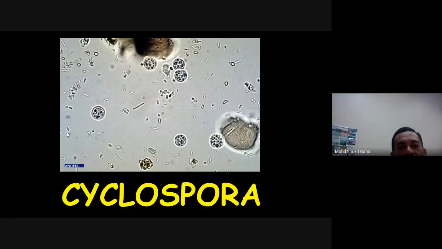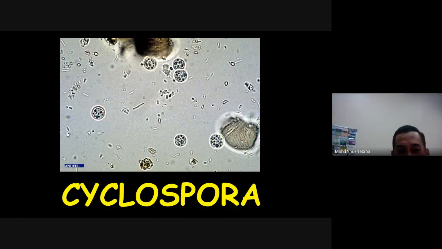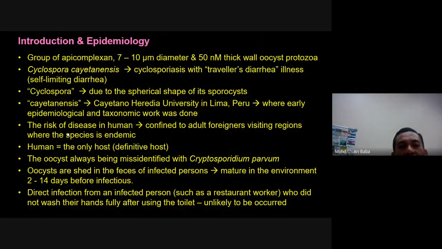All right. And then we have cyclospora. Tadi isospora, ini cyclospora. Okay. So cyclospora is also group of Apicomplexa. Okay, which is the phylum lah, Apicomplexa, which is 7 to 10 micrometer diameter and 15 nanometer thick wall oocyst protozoa. So we have a species called Cyclospora cayetanensis yang menyebabkan penyakit cyclosporiasis with travelers diarrhea.